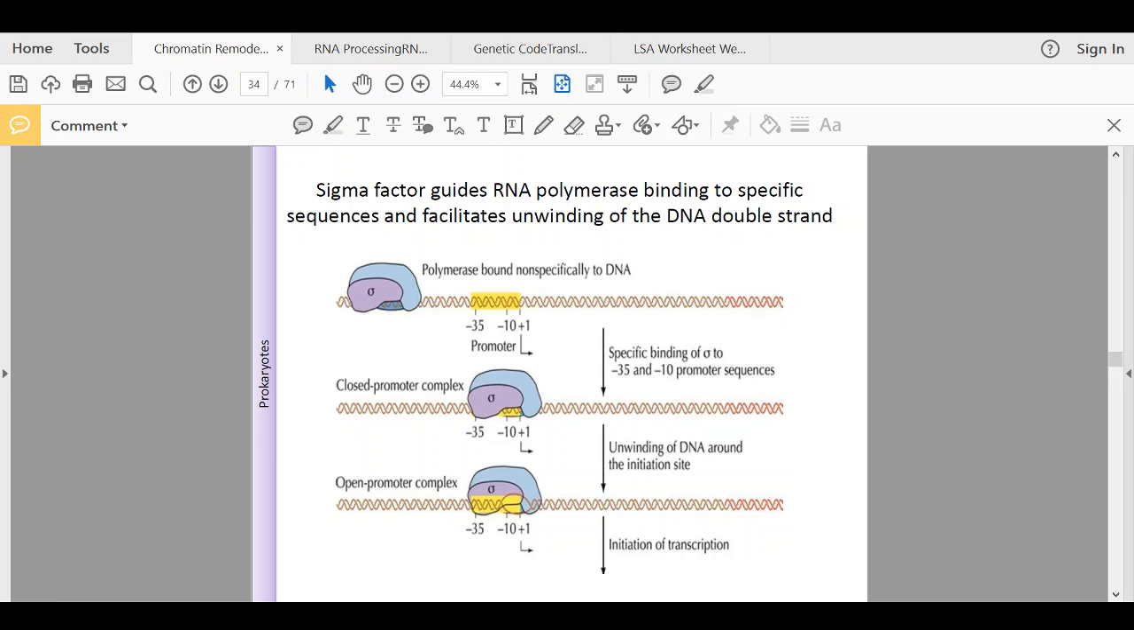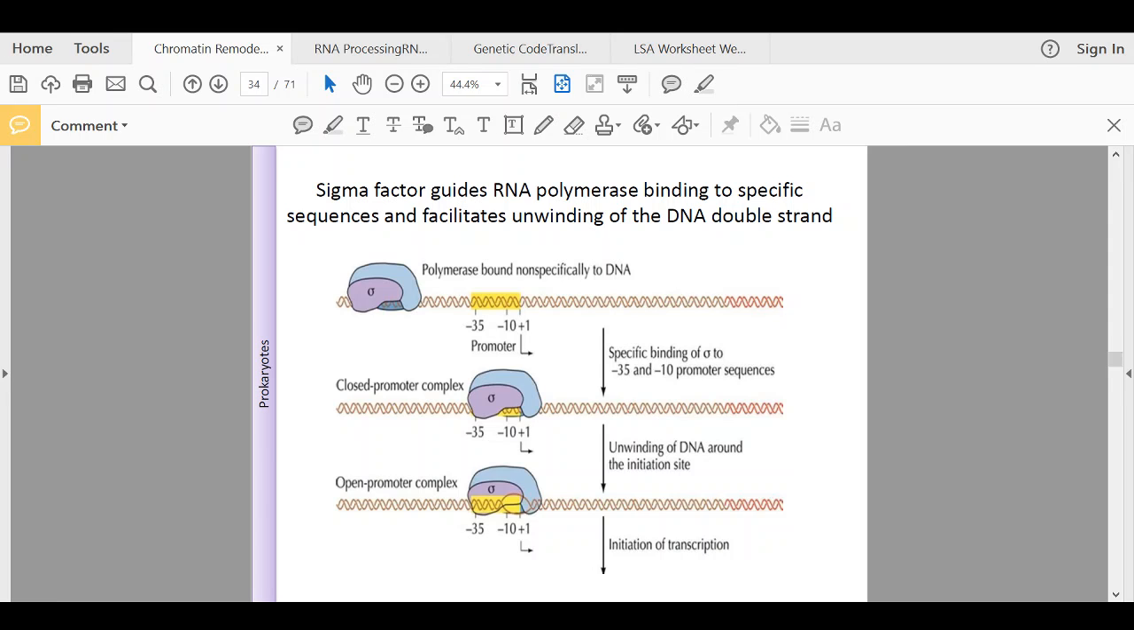And so we have specific binding of our sigma to our -35 and -10 promoter sequences. And after it binds to it, it forms this thing called a closed promoter complex. We see that the sigma factor here binds to -10 and -35. And then the sigma factor will begin the unwinding of DNA around the initiation site so that the initiation of transcription can occur. Notice that the -35 and -10 are both upstream of the start transcription site.